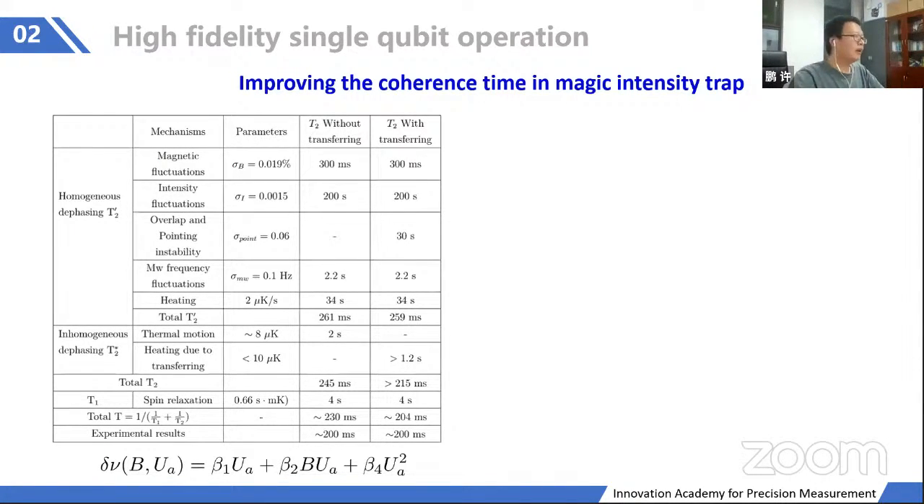And you can see here, actually it is a competition between this item and this item. For the magic intensity trap, this item is not as large as this one, because the magnetic fluctuation actually plays an important role here. For the magnetic fluctuation, it is the first order.